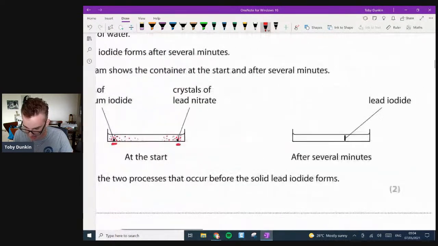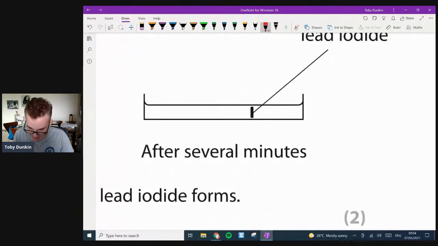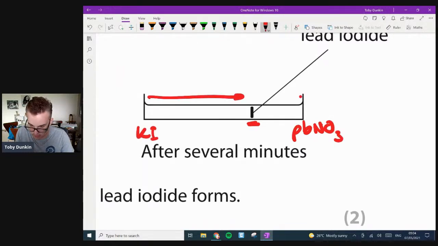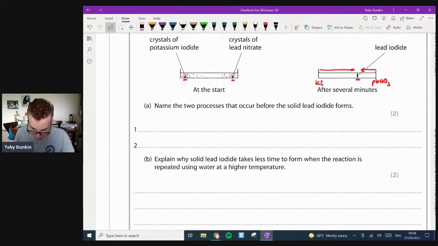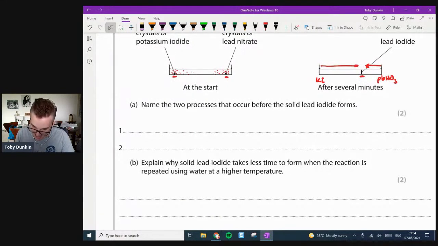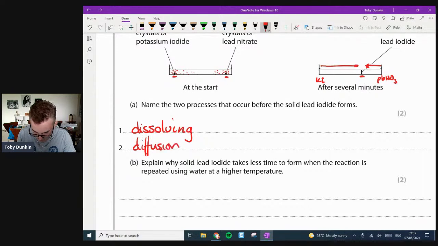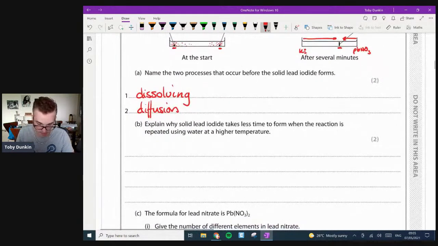And it's quite nice to see that in the next picture. You see the picture here that the lead iodide has formed closer to where the lead was. This was where the lead nitrate was, and this is where the potassium iodide was. The potassium iodide has diffused more quickly because the particles are lighter. So it says, 2 marks, name the process that occurs before the lead iodide forms. So we're going to have dissolving, and then we're going to have diffusion. Dissolution is the other version of dissolving, by the way.